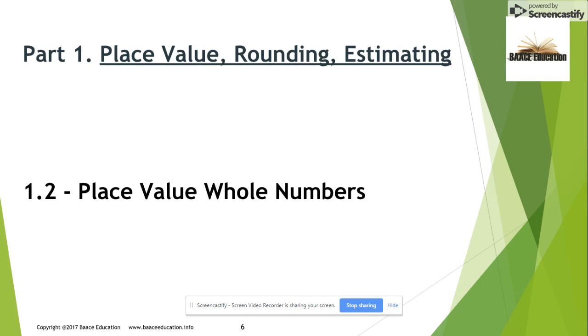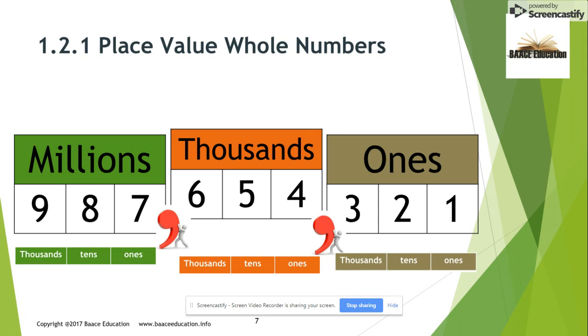Let's talk about place value. In a place value chart, each group after 3 digits has a comma. So we have the ones place, the thousands place, and the millions place. And each place value has its own value to describe each digit.